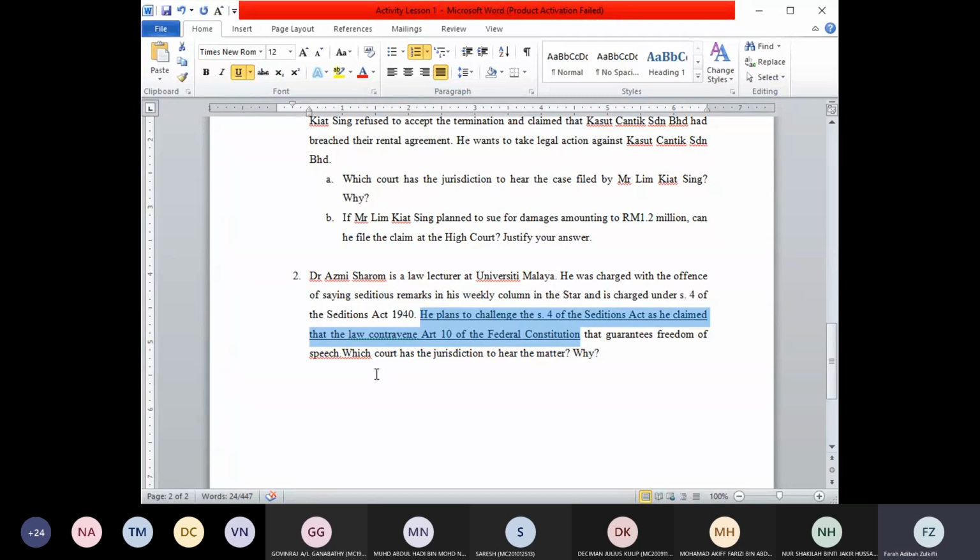So you understand what I'm trying to say? So his sedition case is not heard. You don't have to hear his sedition case in the Federal Court. But the Act, if you want to say that the Act is against the Federal Constitution, that matter you have to go to the Federal Court. Is that clear or is it more confusing? So which means he doesn't have to appeal.